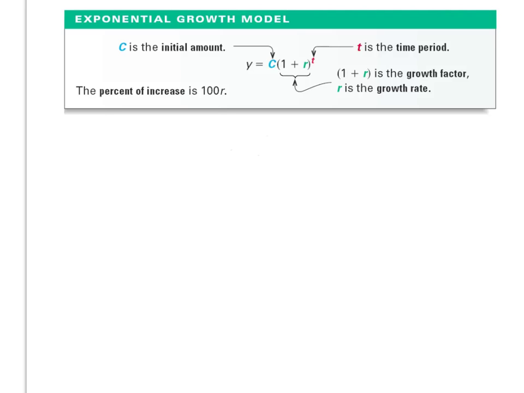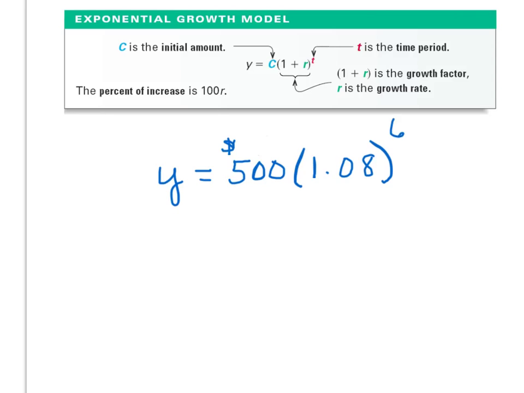So in this last example, if we want to find the amount, and again they're using Y, feel free to use A for amount, we could just take the $500, we could multiply by the 1 plus 8%, which would be 1.08, and in this case we wanted to take it to the 6th power. So put that into your calculator, and you'll see that you get exactly that same result.